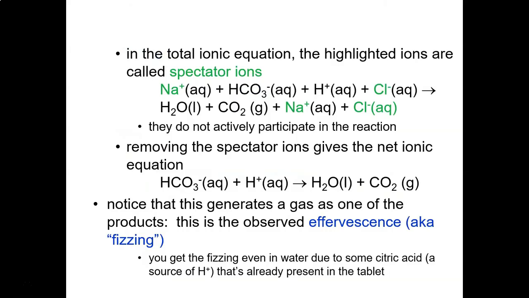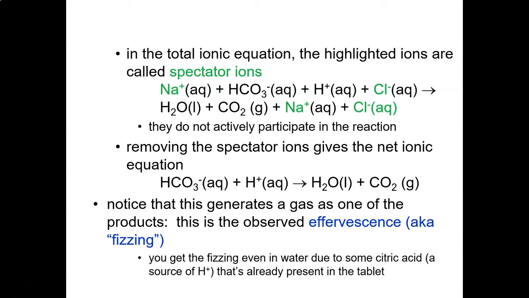In the total ionic equation, the highlighted ions are called spectator ions, which do not actively participate in the reaction. They are present on both sides of the chemical equation. To make the equation simpler, we can remove the spectator ions and we obtain the net ionic equation. Thus, the main components involved in the chemical reaction are the hydrogen ion from the acid reacting with the bicarbonate to form water and carbon dioxide. We notice that this chemical reaction generates a gas as one of the products, and this is the fizzing we observe.